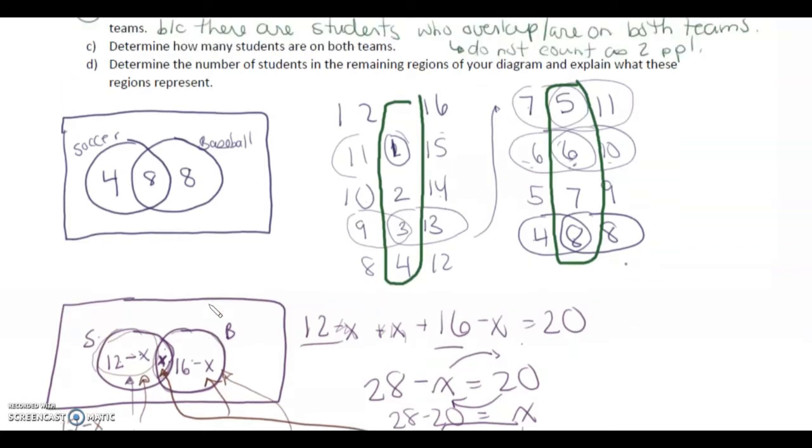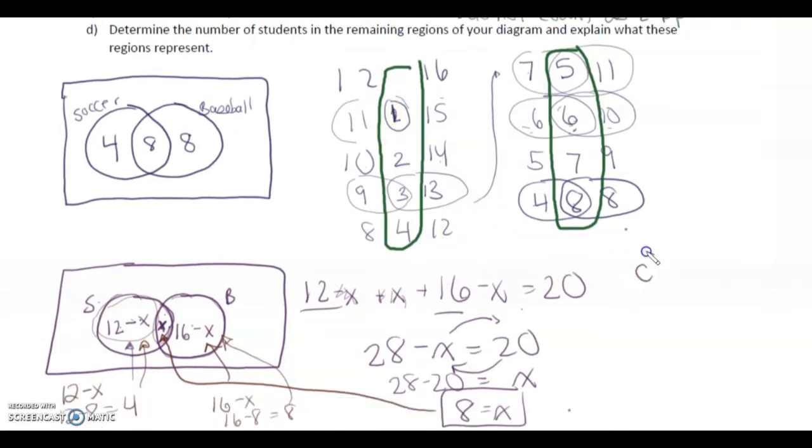Okay, and C, determine how many students are on both teams. So for C, 8 students are on both teams.